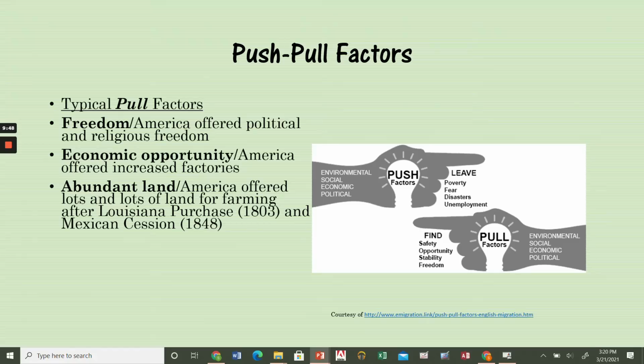And so all of a sudden America had lots and lots of extra land that no Americans initially were living on. And so European immigrants were able to come and buy cheap land.